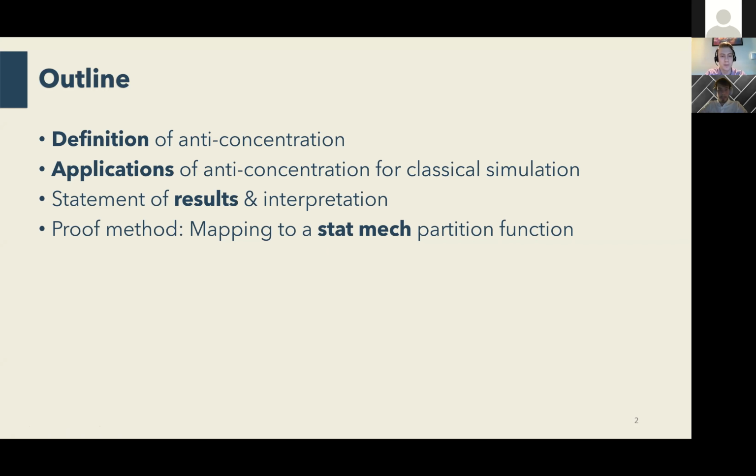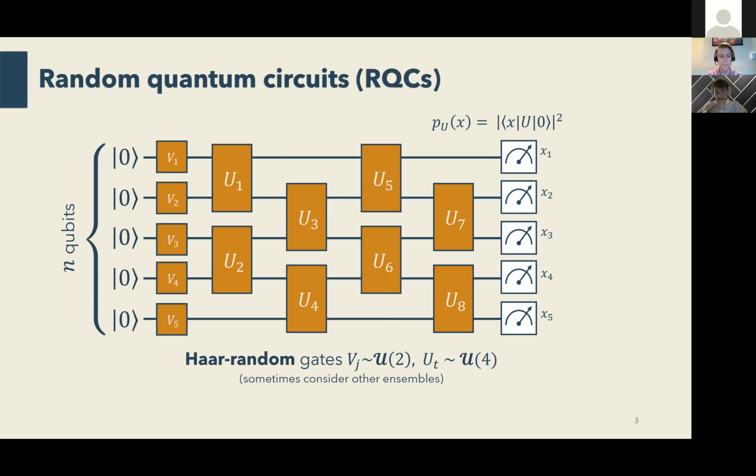So the plan for the talk is, first we'll define what anti-concentration is. We'll give a few reasons to care about anti-concentration in its relationship to the question of when quantum circuits can be efficiently simulated classically. We'll state the results of the talk and a few takeaways from those results. And finally, spend a bit of time talking about the proof method, which is based on a mapping from random quantum circuits to classical stat-mech partition functions.